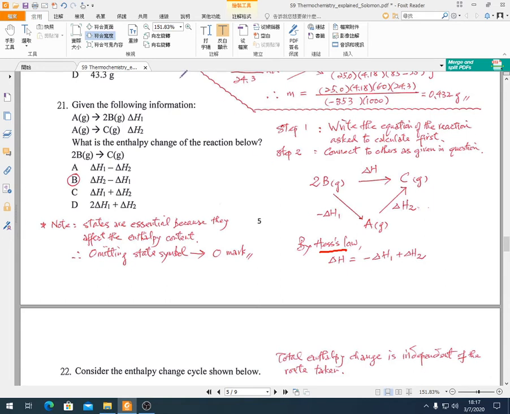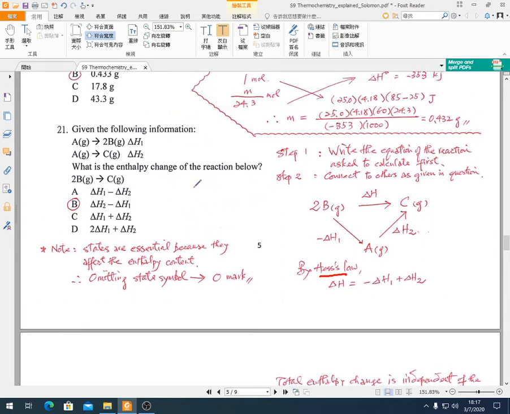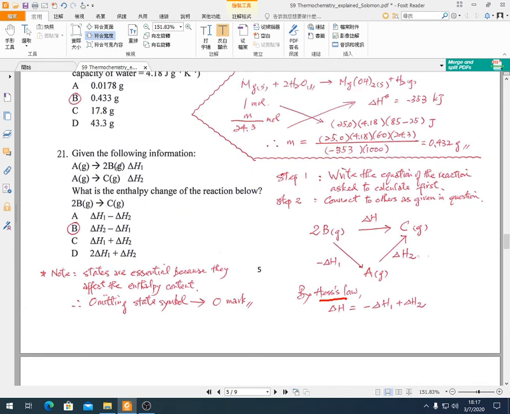This is Hess's law. Okay, and remember we have some steps. The first step: write the equation of the reaction you are asked to calculate first. What's most important is the change asked in the question. You write the equation here. Now we are asked about 2B becoming 1C. Then we write this equation here. And the second step, we connect to others, which are given in the question.